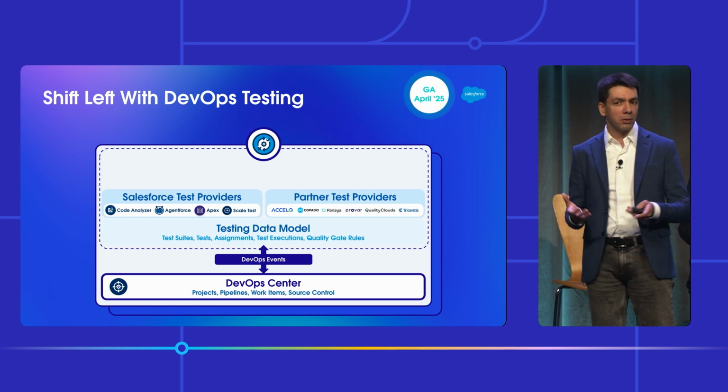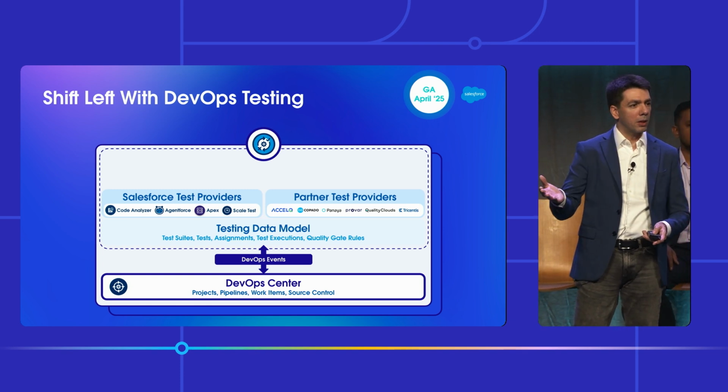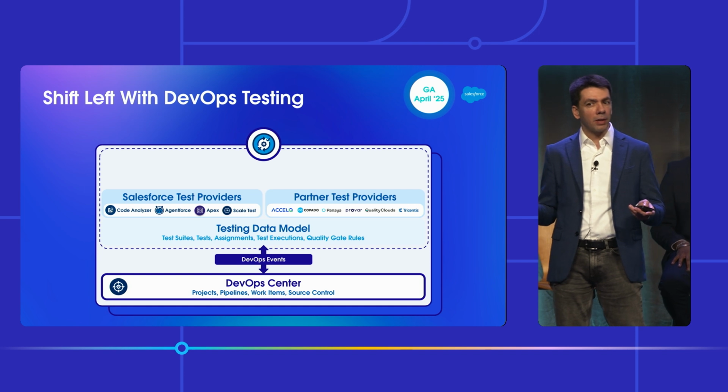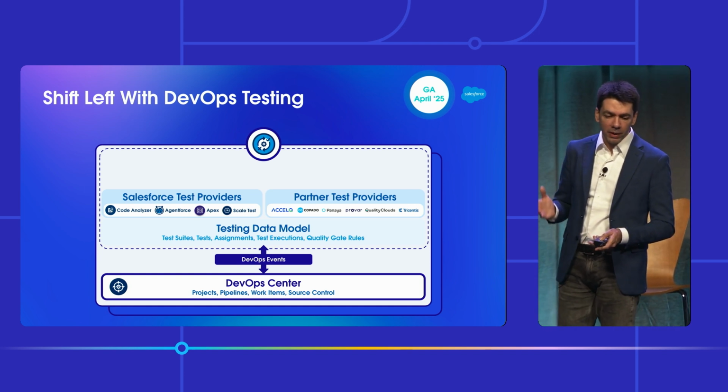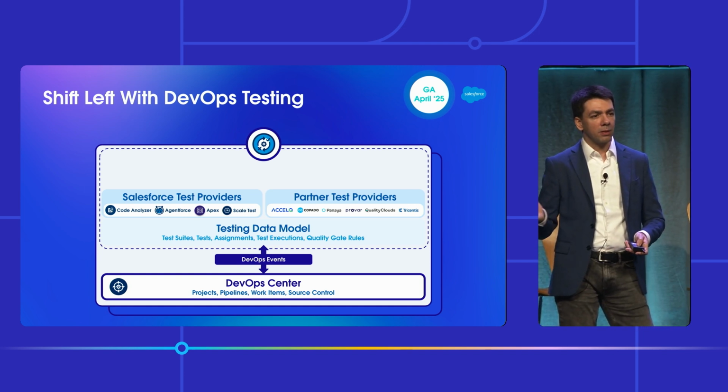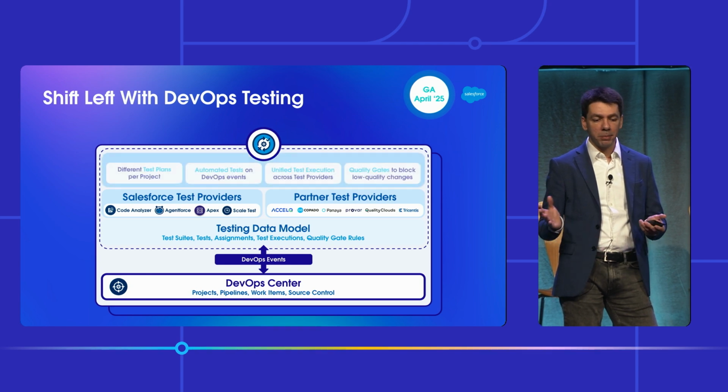And they provide tools such as end-to-end testing, quality and code scanning, likes of AxleQ, of Copado, Panaya, Provar, Quality Clouds, and Tricentis. And that means that with DevOps testing, you're going to get the ability to create your different test plans and strategies for each one of your DevOps projects. You're going to be able to run automated tests across all of these providers and get a unified test execution report across all of them for those particular key events.